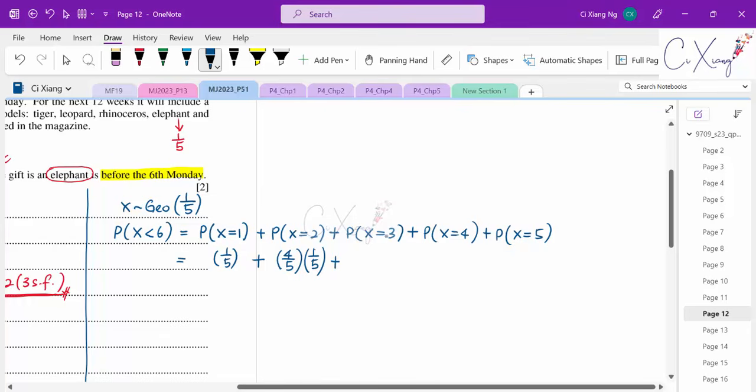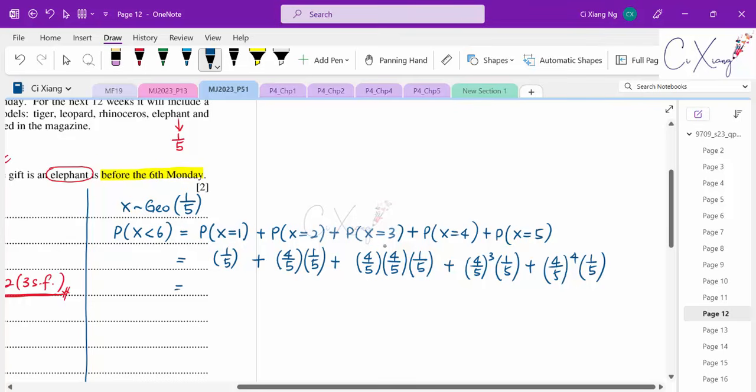Okay, then if he gets the elephant only on the third week, that means the first Monday he didn't get the elephant, 4/5. Second Monday he also didn't get the elephant, 4/5. Then only the third one he will get the elephant, which is 1/5. So the same thing applies for x equals 4: I'm having 4/5 to the power 3 and then 1/5. Apply the same concept. And for x equals 5, I'm having 4/5 to the power 4, multiplied by 1/5.